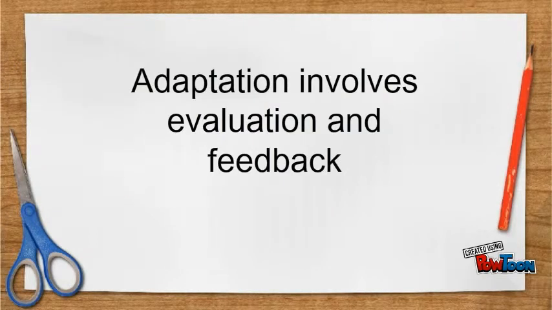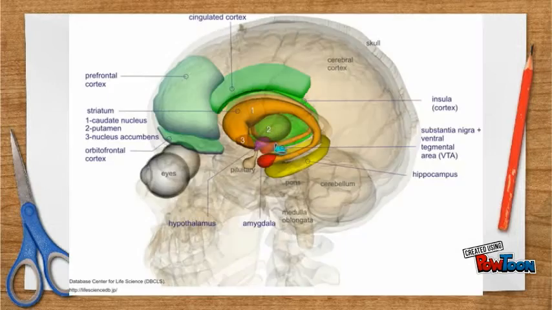Adaptation involves evaluation and feedback. It is affected by feedback from the environment. It involves the following: the ventrolateral and dorsomedial prefrontal cortex, orbital frontal cortex, anterior and posterior cingulate cortex. Let us look at how these areas work together.